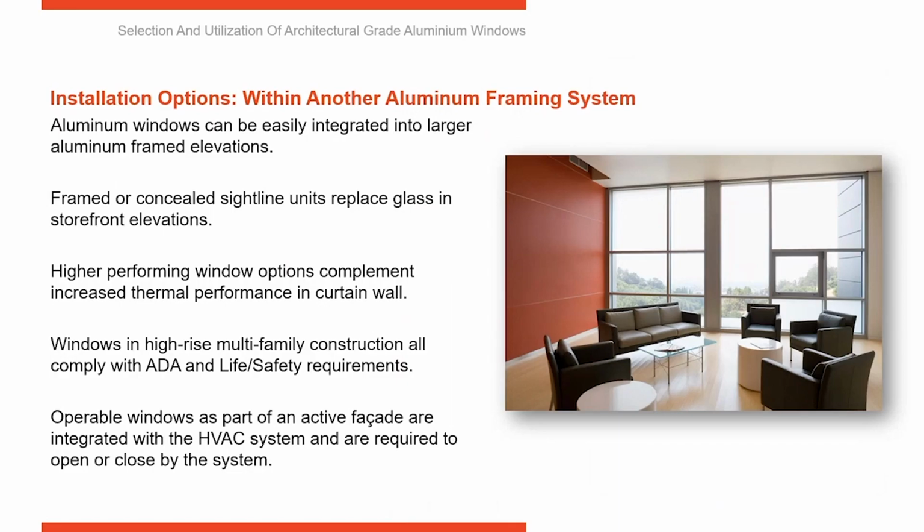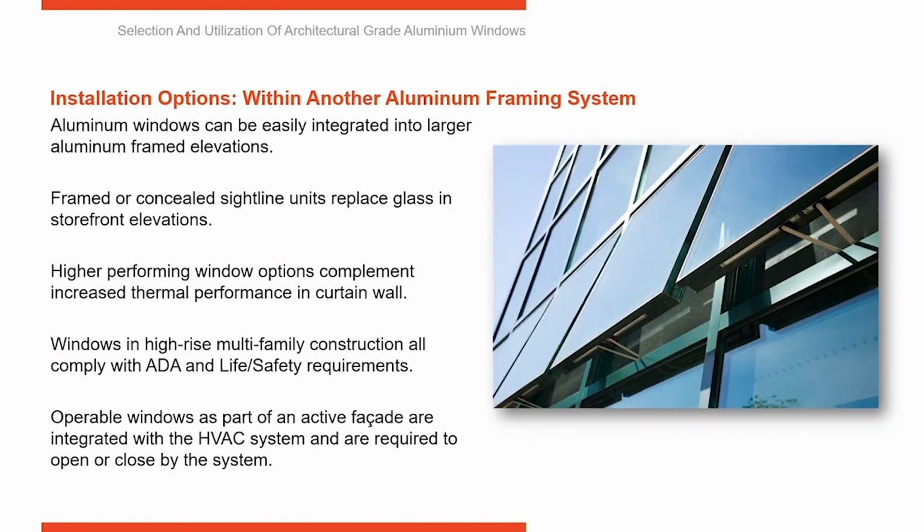Then other ways to install windows. The example that you see here is a larger glazed glass elevation, and on the right in the center is an operable unit. So in newer construction, modern office buildings, if you're trying to encourage natural ventilation, use of natural air, you can incorporate windows very easily into larger glazed elevations like you see here. Concealed vents are very popular.